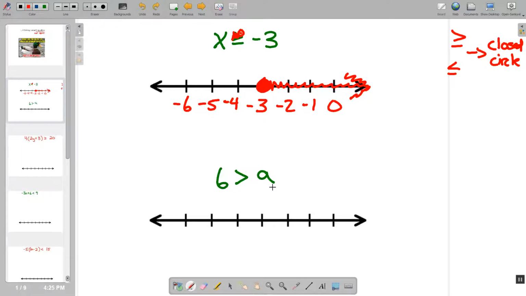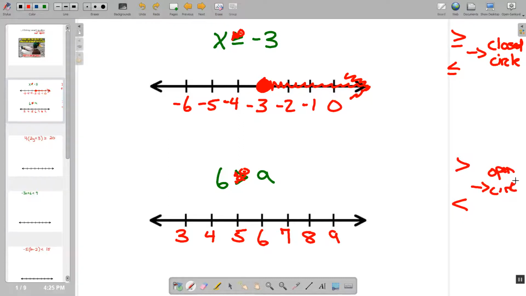The one on the bottom, I have a is any number that is smaller than 6, because once again, the alligator is going to be eating the 6. So my a has to be smaller than that. So I put my 6 here. I fill out the rest of my number line. And if I have a simple greater than or I have a simple less than, we are looking at an open circle, because the number 6 does not make this statement true. So 6 is not one of the solutions.